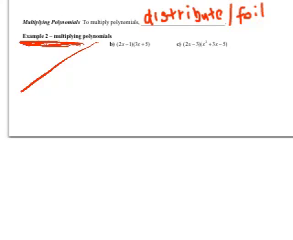B is going to be an example where I have to FOIL. 2x is going to multiply times 3x. 2x will also multiply 5. So 2x times 3x is 6x squared. 2x times 5 is plus 10x.